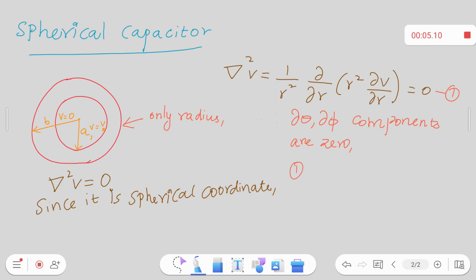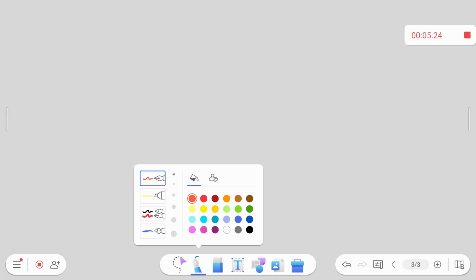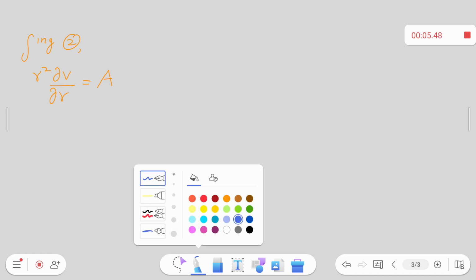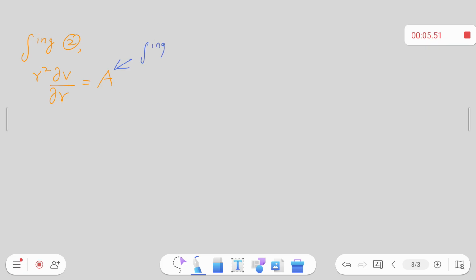Now this equation 1 can be written as dou by dou r of r square dou v by dou r equal to 0. We can write like this. So let us take this as equation 2. Now let us integrate equation 2. If I integrate equation 2, I will get r square dou v by dou r equal to, let us take capital A, where this capital A is your integrating constant.